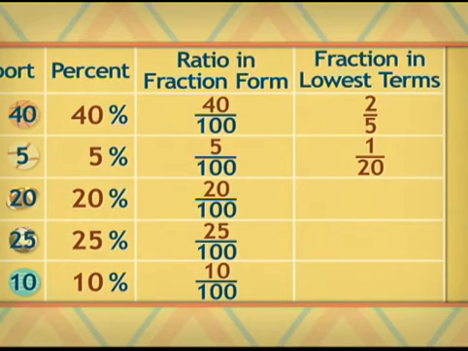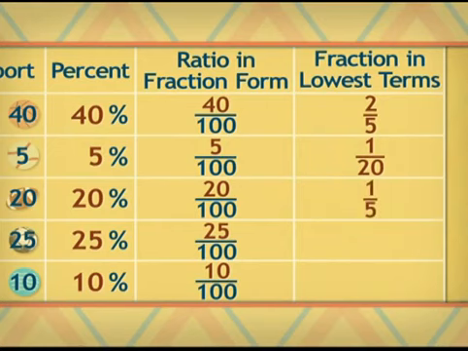Now, what percent of the students prefers football? 20%. What fraction of the students prefers football? 20/100ths, which in lowest terms is what? Well, divide both 20 and 100 by 20. 20 divided by 20 equals 1. 100 divided by 20 equals 5. So that's 1/5 of the students for football.